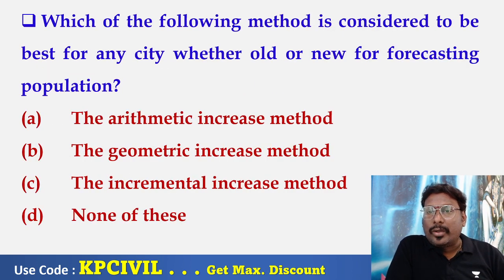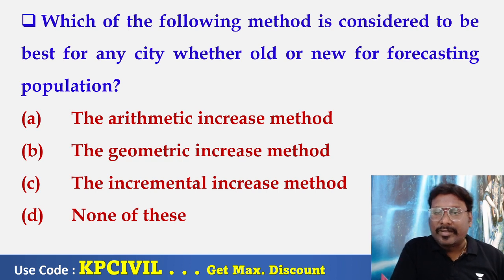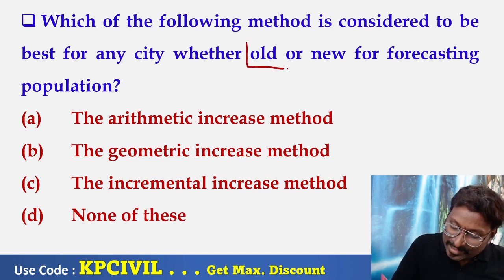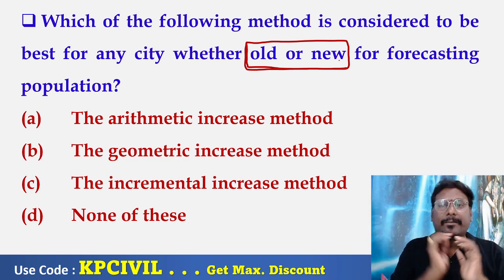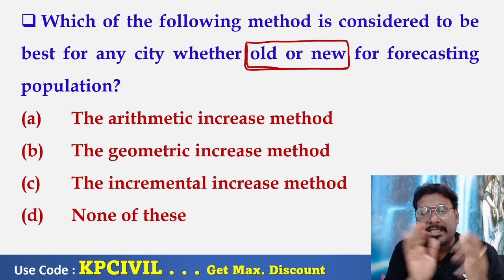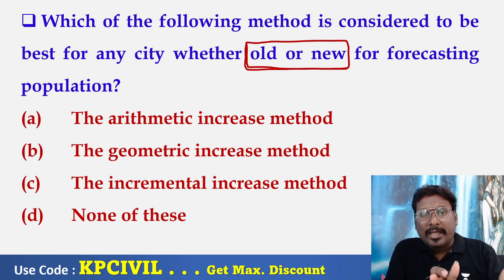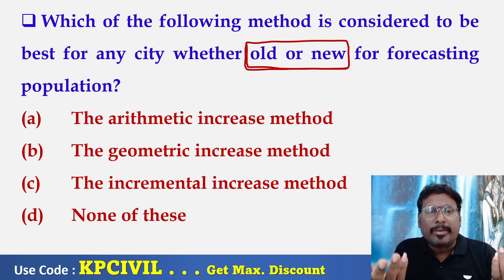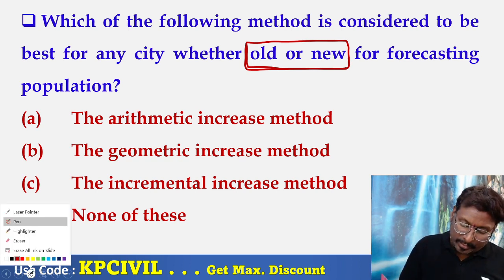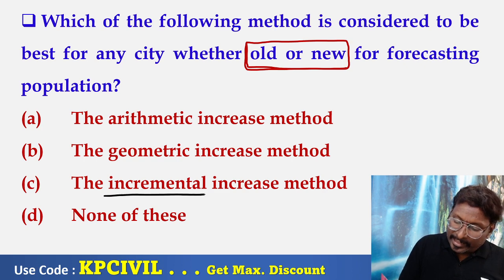Which of the following methods is considered for any city, whether old or new? Please check this. Just now I told, for old or new, no clarity. You want to do forecasting. So if it is old, arithmetic. If it is young and developing, geometric. It may be new, it may be old, then what can you go for? No clarity, incremental increase.